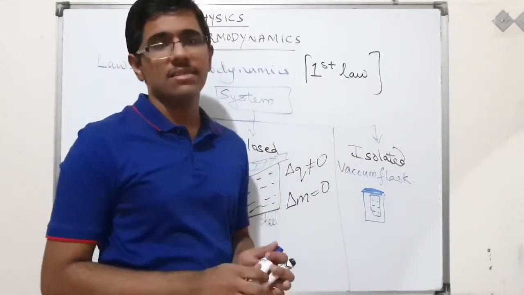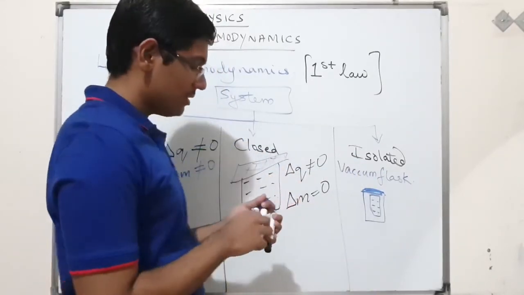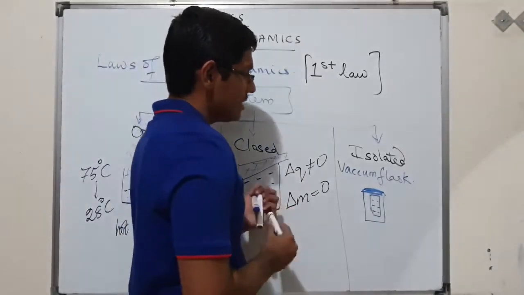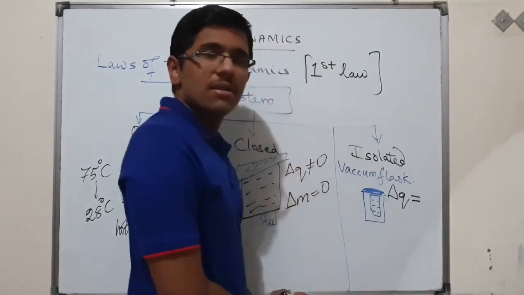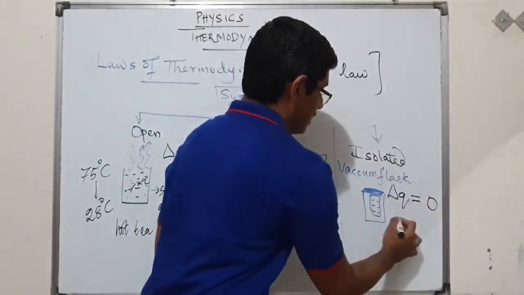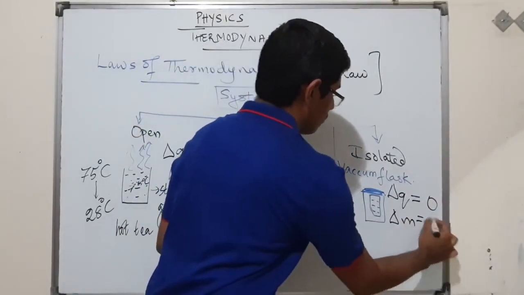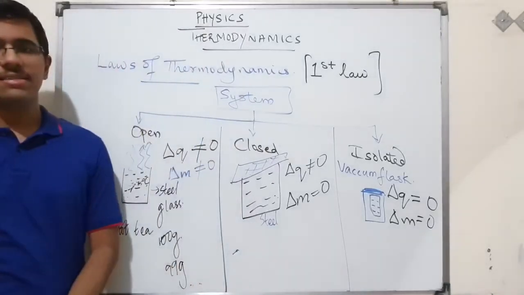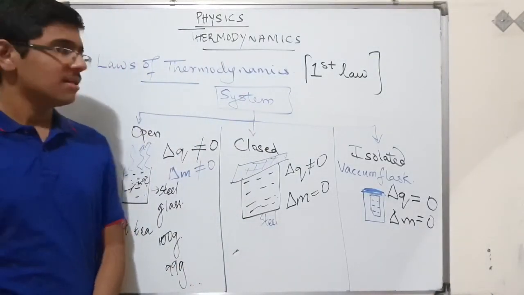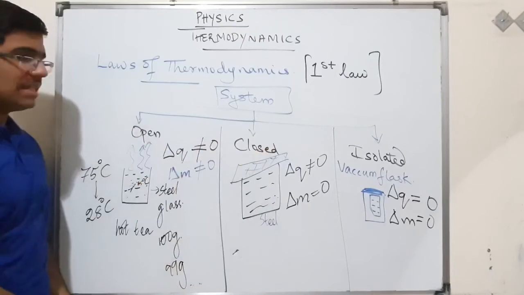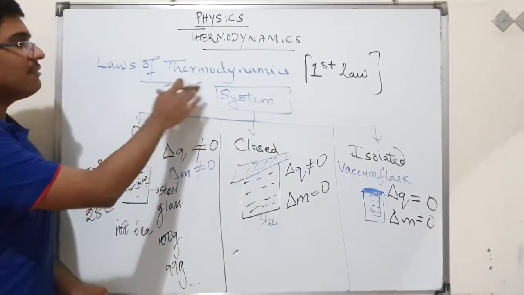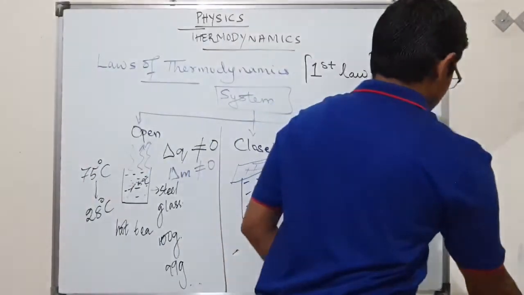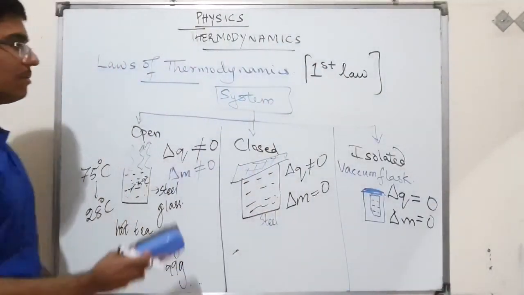Isolated means everything is protected inside. That's the simple meaning. So I can write the change in heat delta Q is equal to 0. There is no change in heat and there is no change in mass also. Such a system is known as an isolated system. Right? Now, we discussed the 3 types of systems. Now after understanding all these things, we can define the first law of thermodynamics. We are going to define it now.